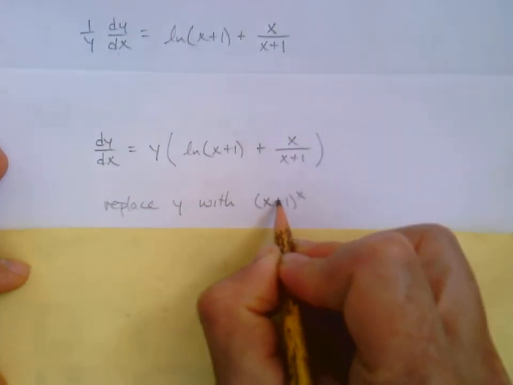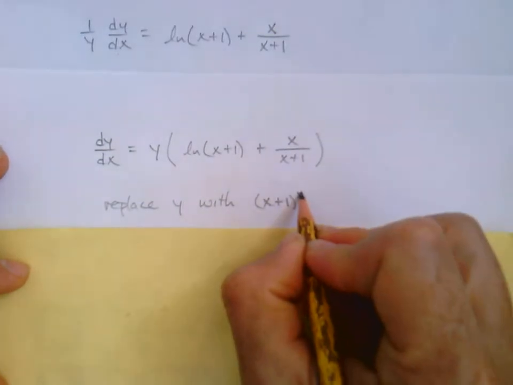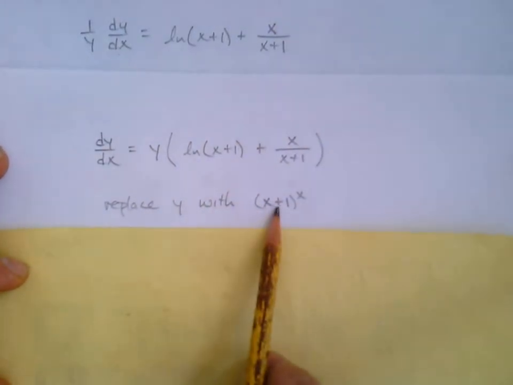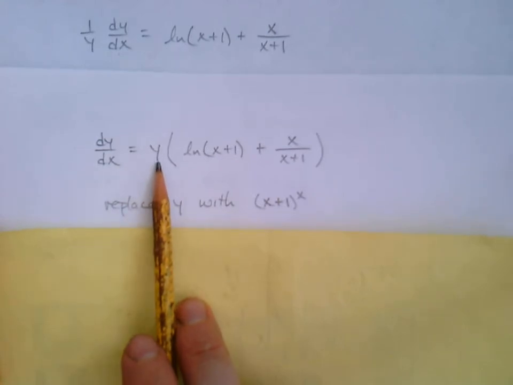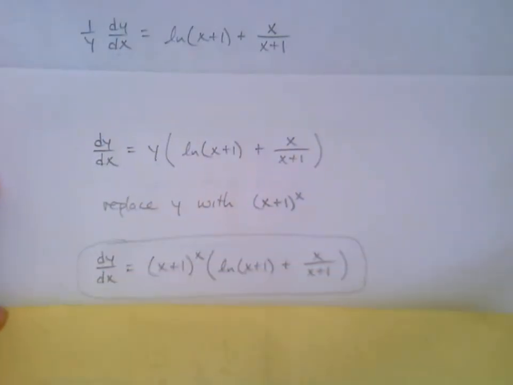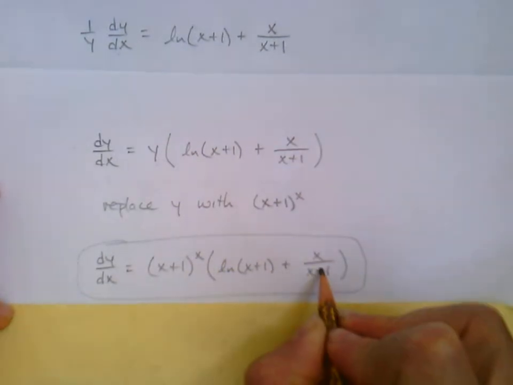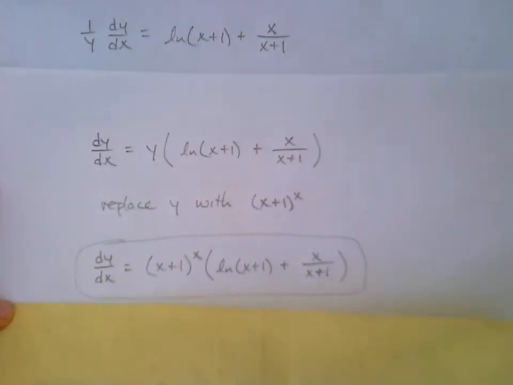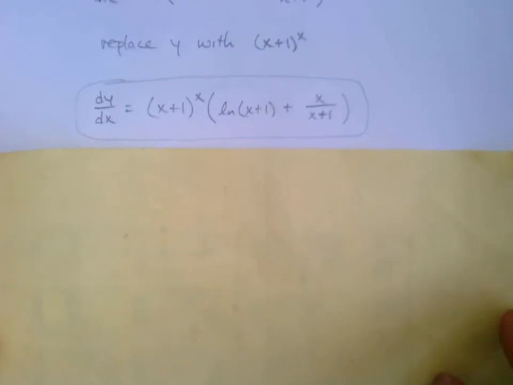At the very beginning, the function is y equals x plus 1 raised to the x. So if they're equal, we can substitute it. We can change this y back into x plus 1 raised to the x, and there's our final answer: x plus 1 raised to the x times the quantity natural log of x plus 1 plus x over x plus 1. We got that derivative, and that is a monster. But that's the way it goes.